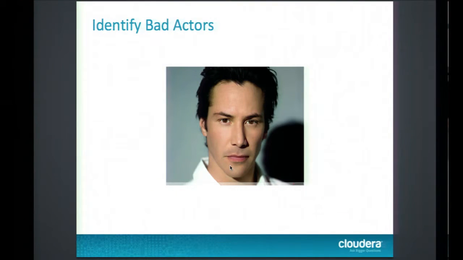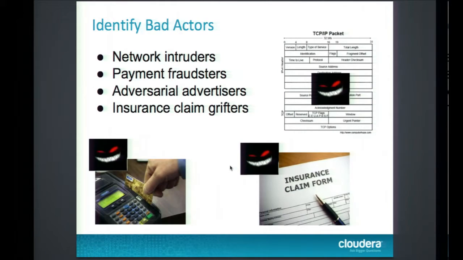Second of all, identifying bad actors. The world is full of evil people, and they do all sorts of evil things. So a difficult and really important task for huge data is identifying these villains and labeling them as the villains they are. Probably the main uses here are institutions wanting to look at packets and figure out who's trying to intrude on their network. They want to figure out who's trying to commit credit card fraud. They want to discover abuses of their advertising system, and they want to find faulty insurance claims.